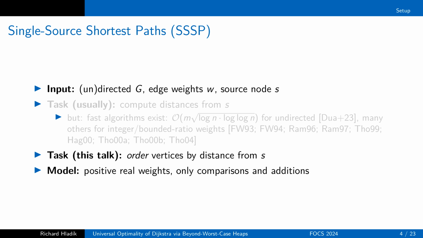So formally, the model we are in is the so-called comparison addition model, where the weights are some positive real numbers, and to the algorithm they are black boxes, and it can only access them using the two operations, addition and comparison. Okay, so this is our setup. We want to order the vertices by their distance, and we have only a black box access to the weights.